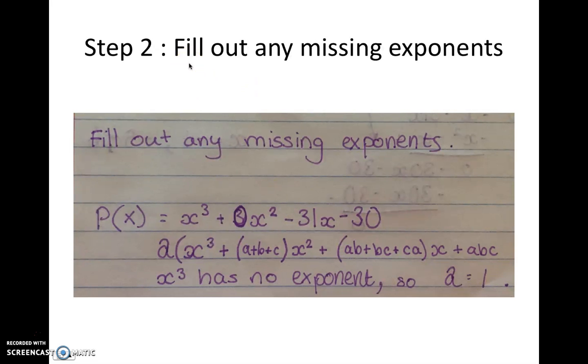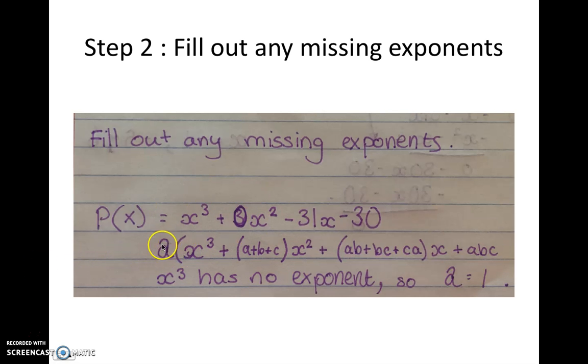So step 2, this is optional. You have to fill out any missing exponents. So the original had x cubed minus 31x minus 30. So the exponent power goes down as you go from left to right. So you had powers of 3, 1 and 0, and you were missing a power of 2. So as in my previous polynomial videos, you insert a 0 for the coefficient of that power of x, so that anything multiplied by that power will then be equal to nothing.